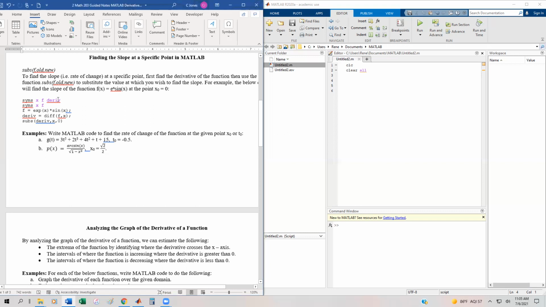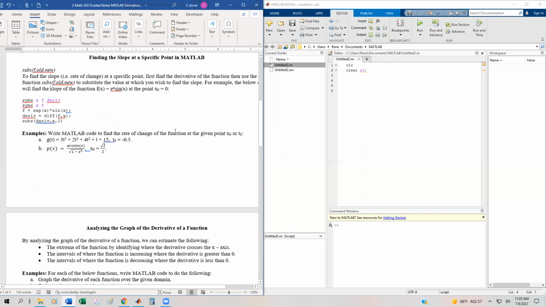And so really basic code is that if I symbolically define x and f, if f is e to the x times sine x, we assign to the variable deriv diff of f comma x, and then we substitute back in deriv, for x the value 0, and that helps us to find the slope at the point x sub naught equals 0.